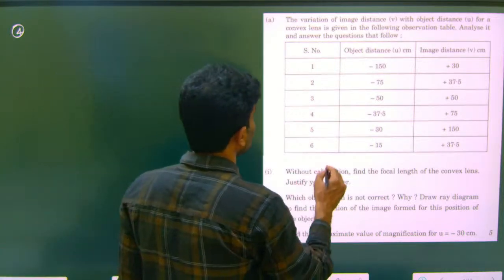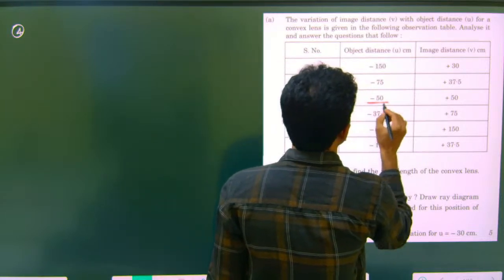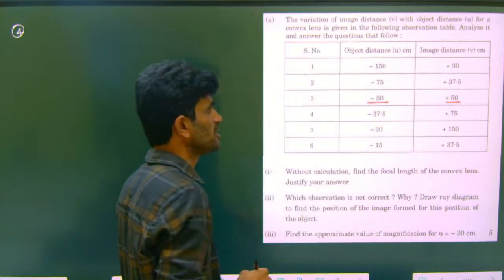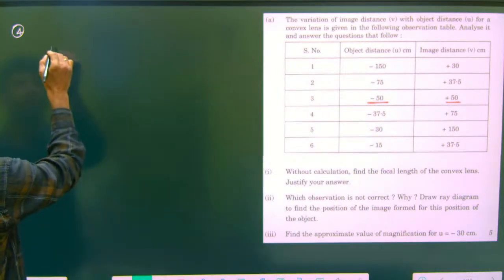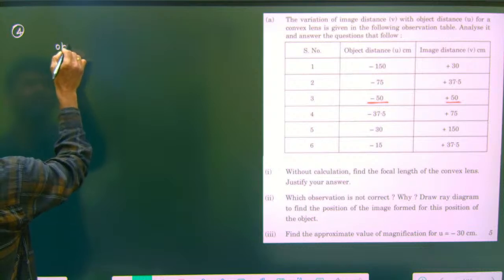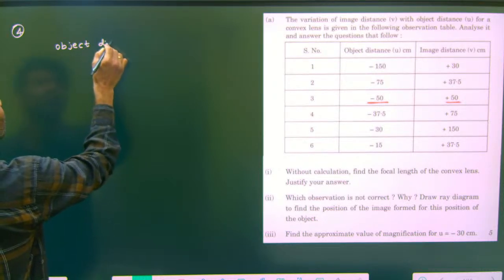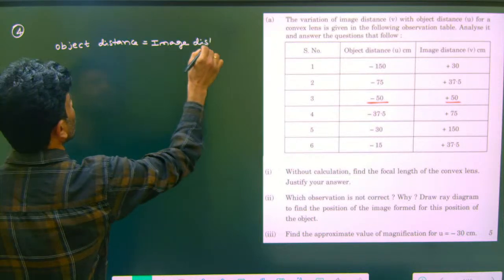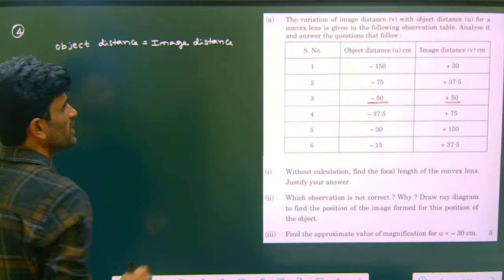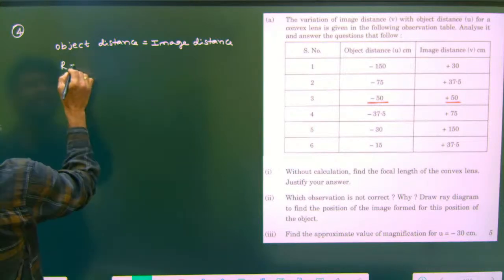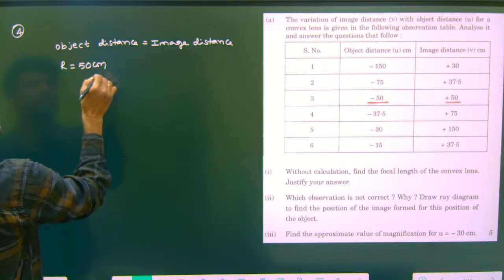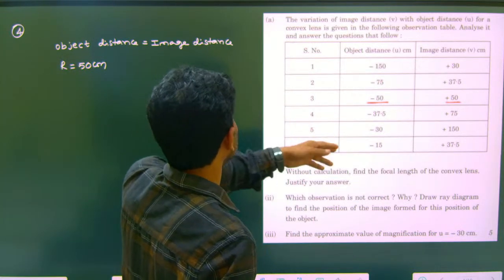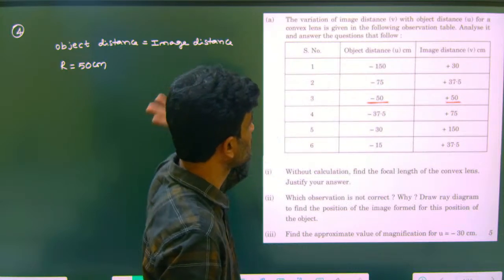See, if you observe in this case, what happened? Minus 50 is the object distance, plus 50 is the image distance. Then we can write one point. Object distance is equal to image distance when the object is kept at the center of curvature. So the radius of curvature is 50 centimeters, because on either side the object distance and image distance are both the same. By that we should understand the center of curvature is at 50 centimeters.